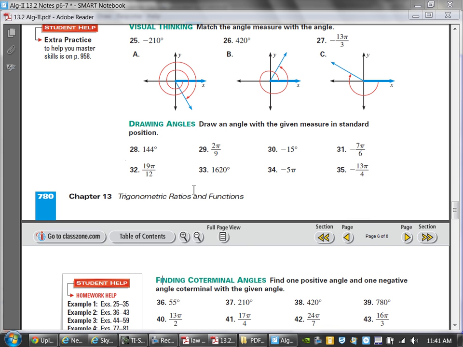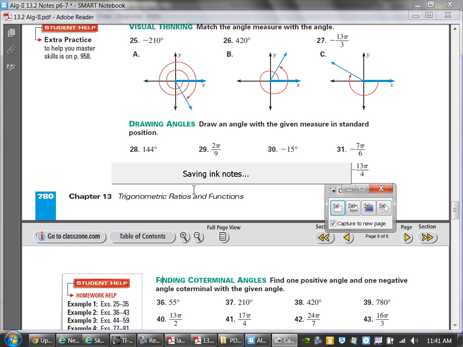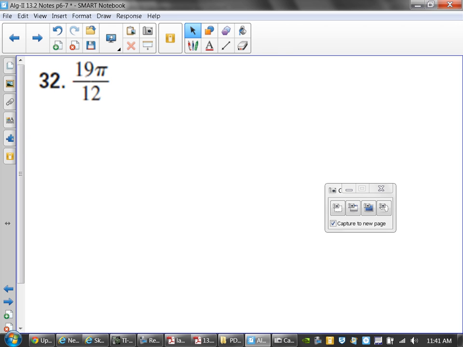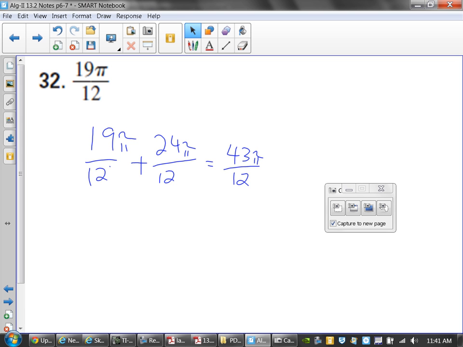19 pi over 12. When we wrote that one out a second ago, we said that was still within one revolution, correct? Okay. So 19 pi over 12 means I'm going to add what? 24. Very good. So I'm going to add 24 pi over 12, because that is one revolution. I'm going to subtract it.